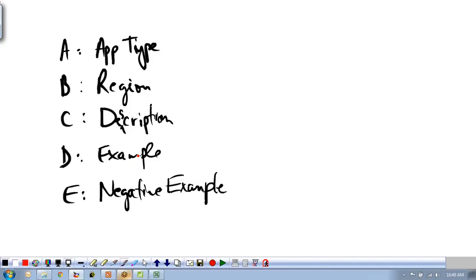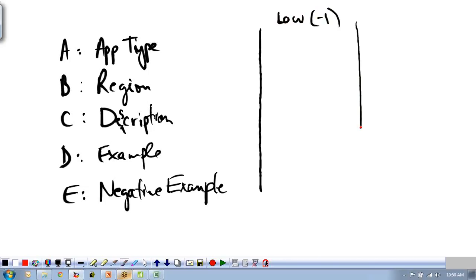Now there's a couple of different things that came up in the discussion of the experiment. People said, well, maybe it really depends on the application type. Like maybe for one application we need an example, but we don't need a negative example. But for a different type we need both. Or maybe for one application type we need a long description, and for a different one we don't. Also, that may vary by region, maybe Northwest versus Northeast or whatever. So in any way, for each one of these factors, they set up two levels. We'll call the level low and we'll assign a minus one to that, and we'll call the high plus one.